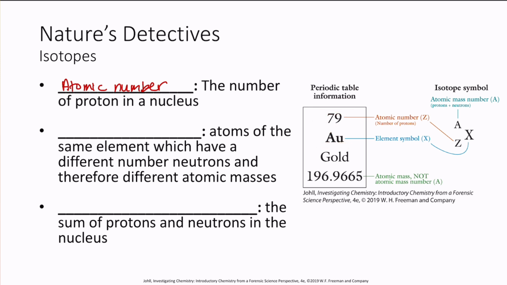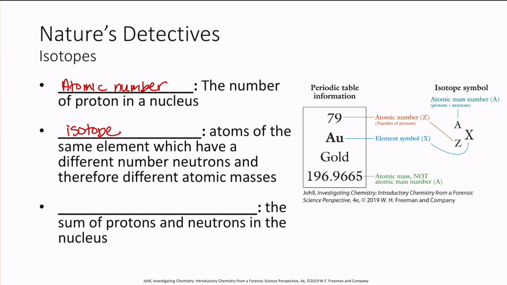So the atomic number for gold is 79. Well, since that atomic number also tells us the number of protons in a nucleus, that tells us that gold has 79 protons. So an isotope is going to be where atoms of the same element, so they have the same number of protons, have different numbers of neutrons.